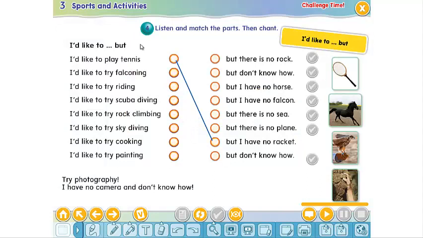Now exercise number 4, listen and match the parts, then chant. Okay, we have 4 pictures. Picture of rocket, horse, falcon, rock climbing. Okay, I'd like to, but try to listen first, then match the 2 parts to make a complete sentence. هنوصل الجزئين عشان نكون جملة كاملة. Listen carefully, then match.